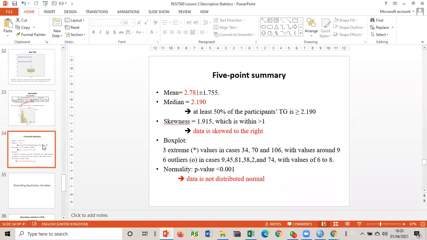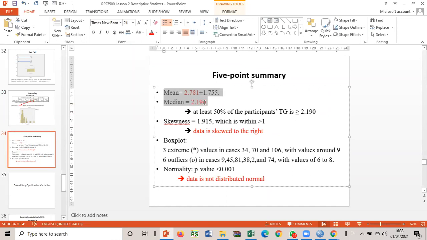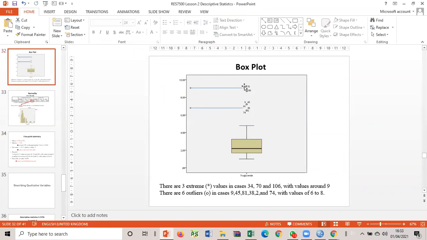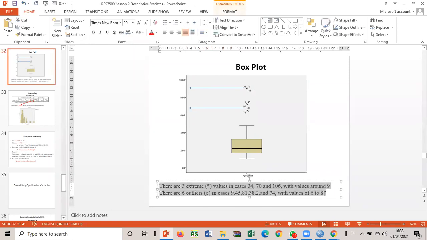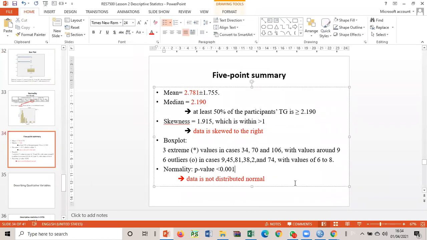So the 5-point summary, we've seen median, mean, skewness, and the box plot. This is a case number 3470108, with asterisk signs. These values are between 8 and 10, about 9. These case numbers are about 7 something, right? So we know this was happening. Because of this, the data will be skewed to the right. Ultimately, the data is not normal.